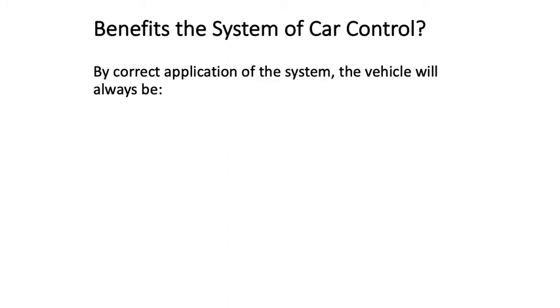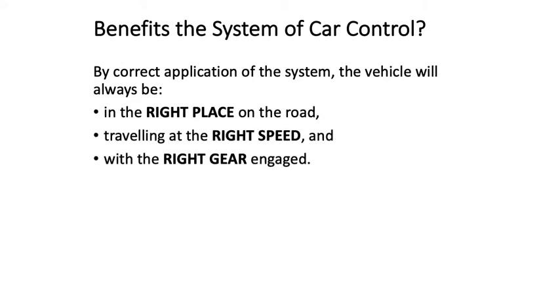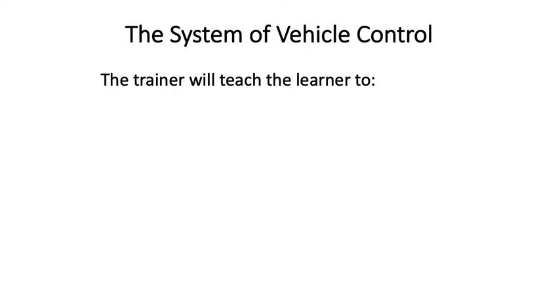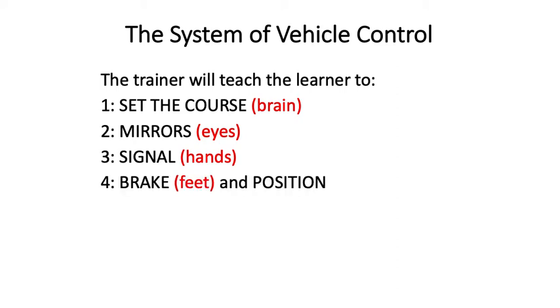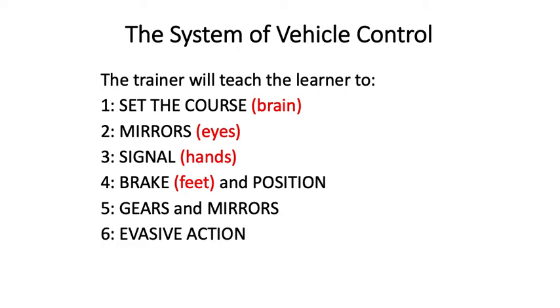The benefits of the system of car control: by correct application of the system, the vehicle will always be in the right place, at the right speed, and in the right gear. The trainer will teach the learner the following steps. Step 1, set the course. So that's using the brain. Step 2, check the mirrors, which will involve using the eyes. Step 3, signal using the hands. Step 4, brake using the feet and position the vehicle. Step 5, gears and mirrors. And step 6, take evasive action. So it's quite a lot of coordination to work in for the system.